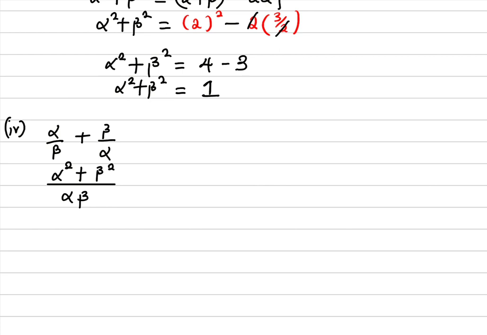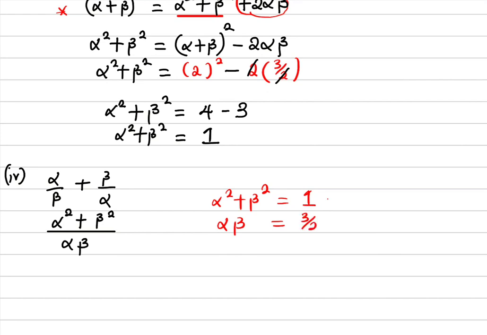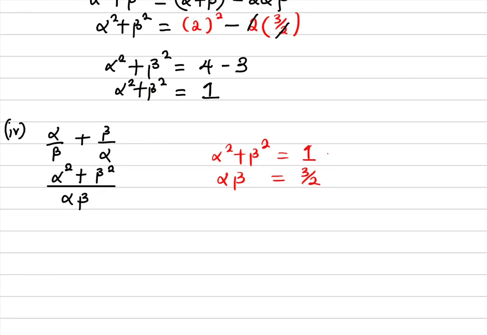Now recall, we've gotten our alpha squared plus beta squared already, okay? Alpha squared plus beta squared has been worked and we got 1 as the answer. Then alpha beta has actually been worked too. We have 3 over 2. So it's just a matter of substitution. So I'm going to substitute. What I'm going to have now is going to be 1 all over 3 over 2. All right? So my answer is 2 over 3.